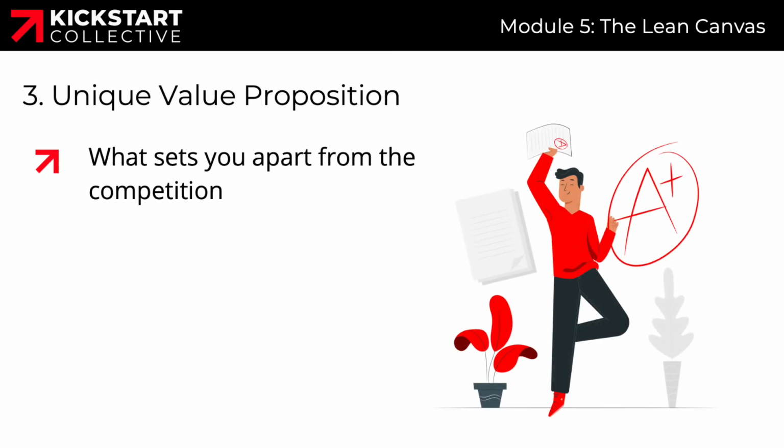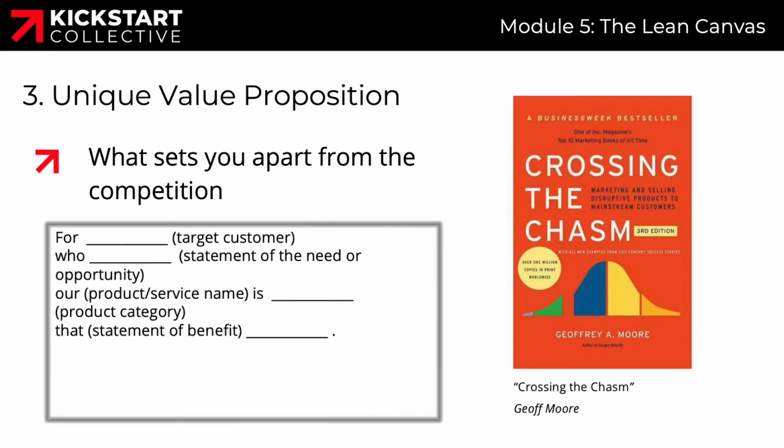The unique value proposition is what sets you apart from the competition and is one of the most important aspects. Without a compelling value proposition, it is next to impossible to build a business. In order to make sure that your value proposition is truly unique, it is important to carry out thorough competitor research. There are several ways to define your value proposition. One popular example was defined by Geoffrey Moore in his popular book, Crossing the Chasm. The template is as follows.